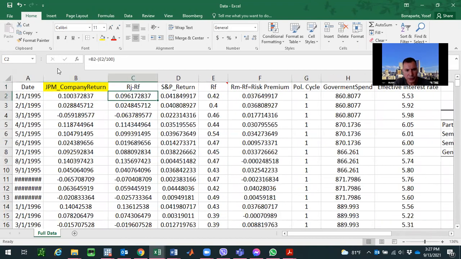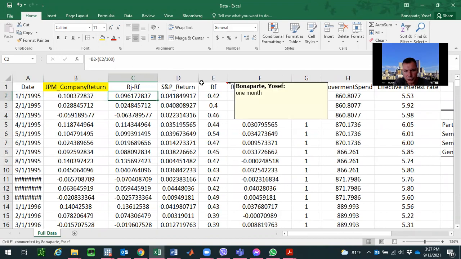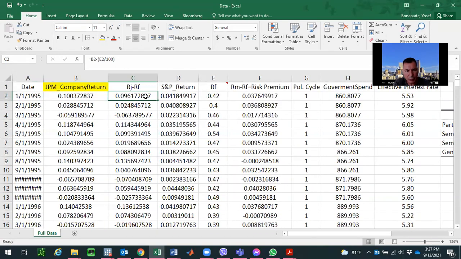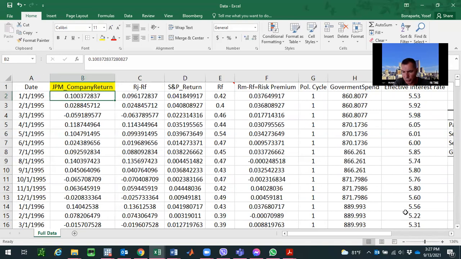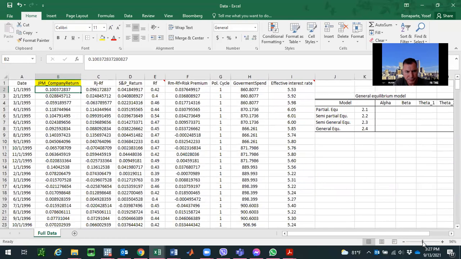RG minus RF, it's B2 minus E2. E2 is RF divided by 100. That will be this one. Keep in your mind, RF is a percentage. This is not in percentage. So you have to do apples with apples. So you need to choose a different company and put the numbers here, and then you're going to be fine, because the rest of the data you can use for any other company.